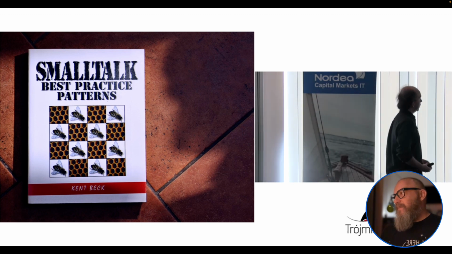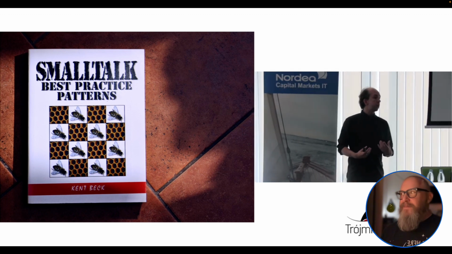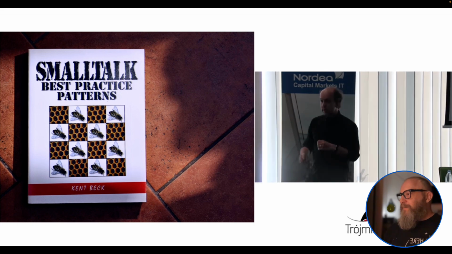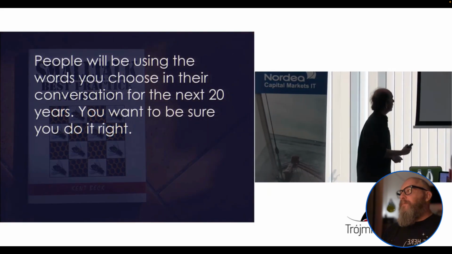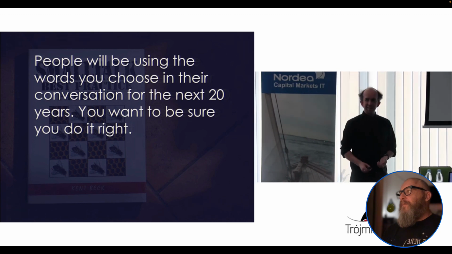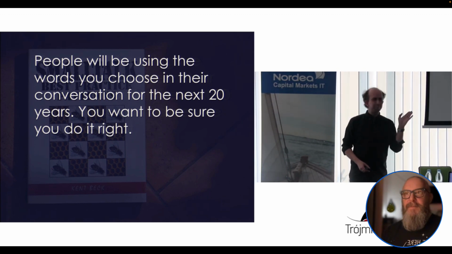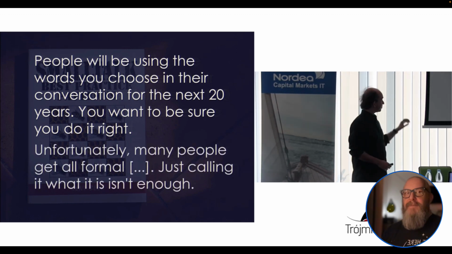And it's also a great little patterns book. It deals with very small, detailed patterns on your coding style. And this was published in the mid-1990s, '97, I think. And Kent made a number of observations in it. So I'm talking about the naming. He said, people will be using the words you choose in their conversation for the next 20 years. This is kind of interesting because we're now at that point. We're almost at 20 years after this book was published. You want to be sure you do it right.